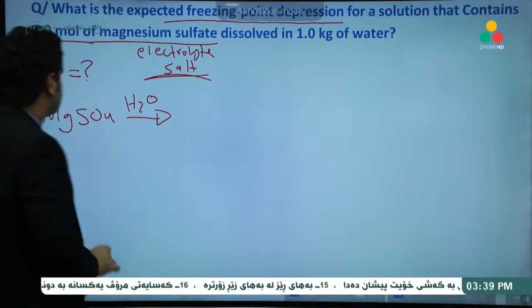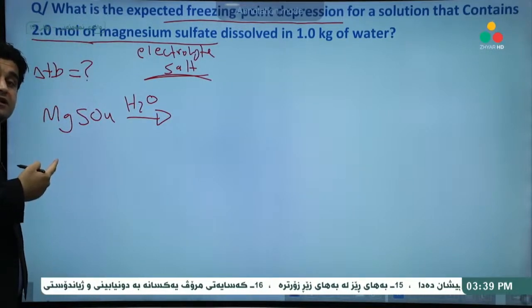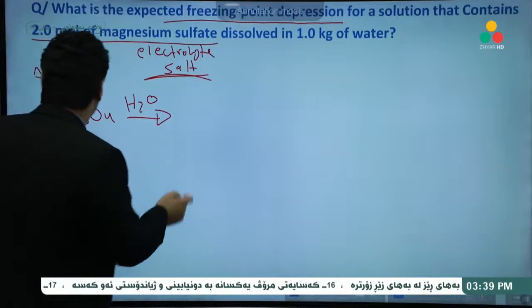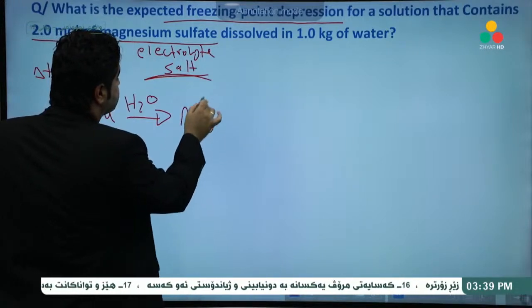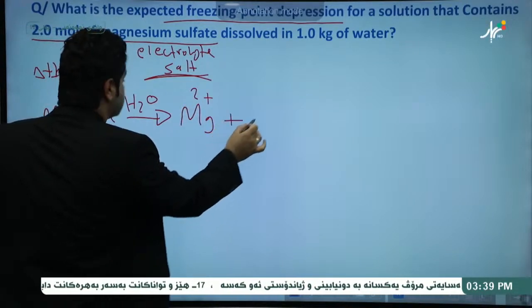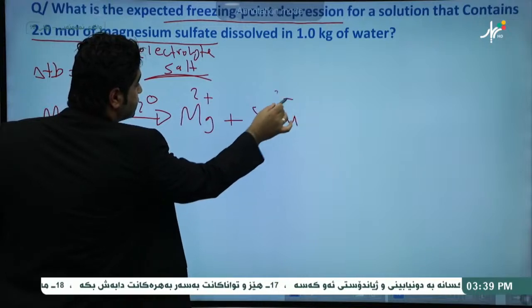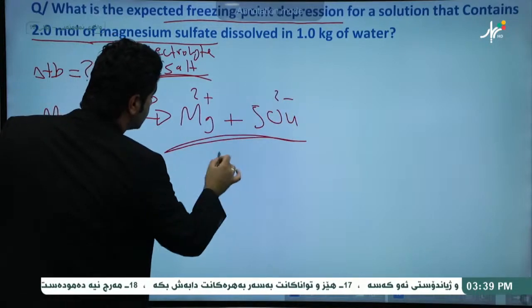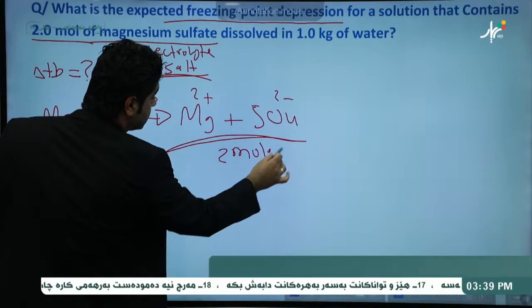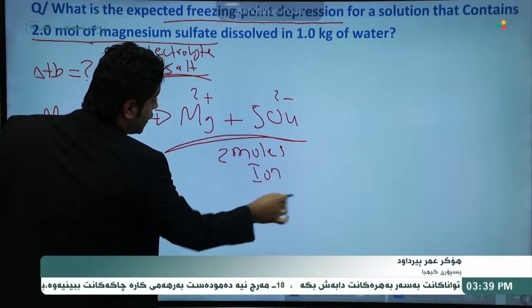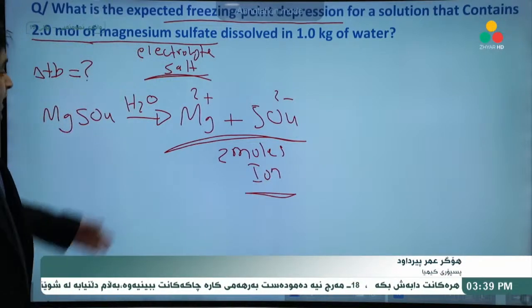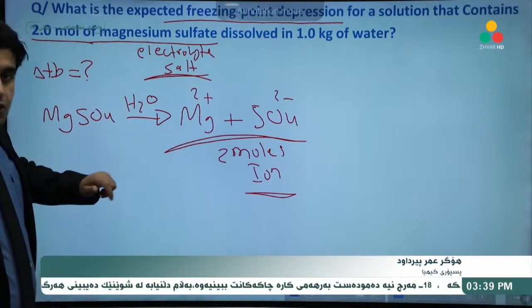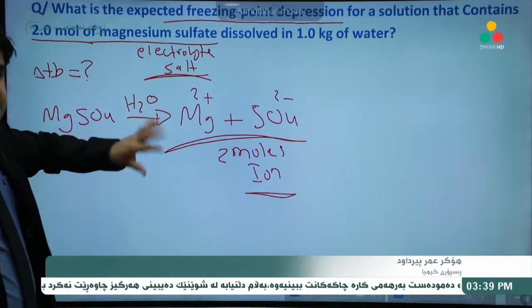H2O should be right above the arrow because this is a dissociation reaction. Water does not interfere with the ions, as we discussed in a prior lecture. And SO4 negative 2. So we get 2 moles of ions. Okay. What's the matter with that number 2? We should put that number 2 in somewhere.